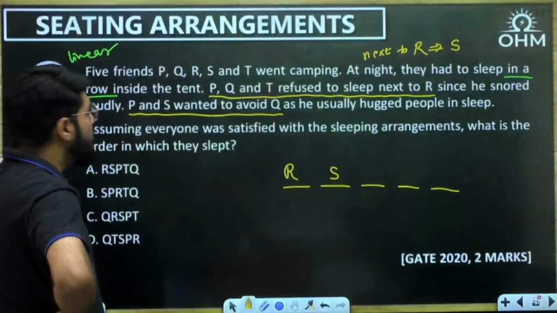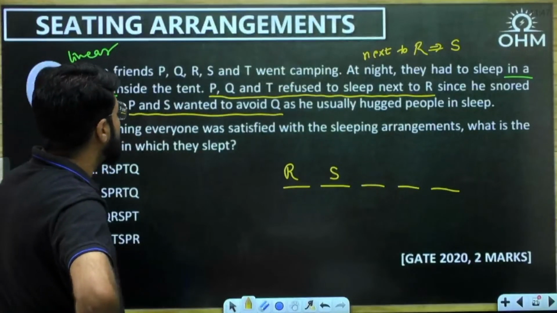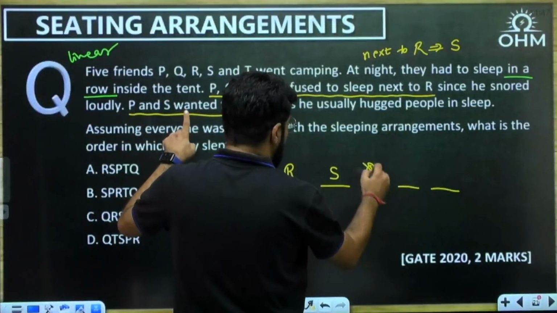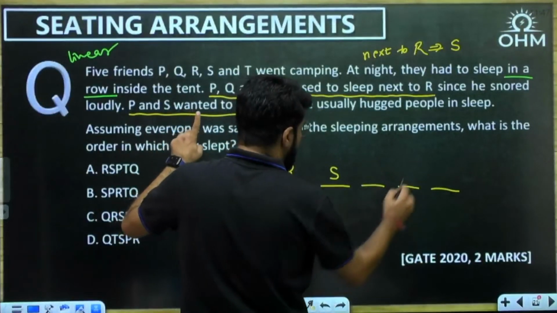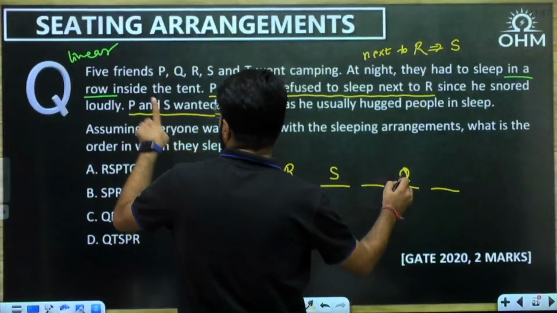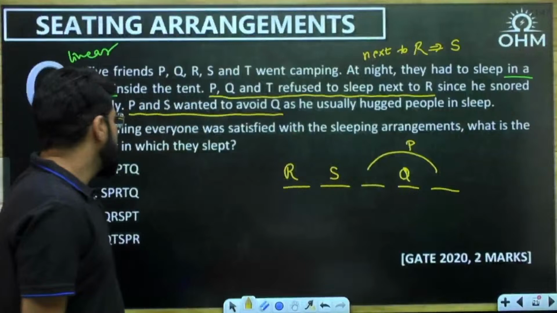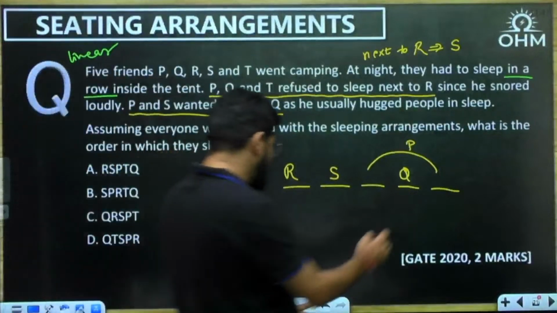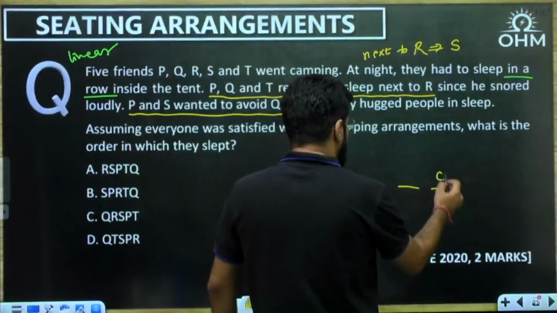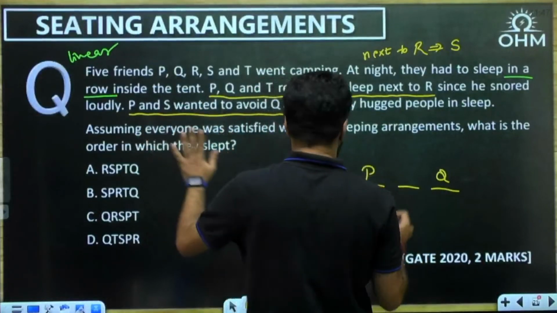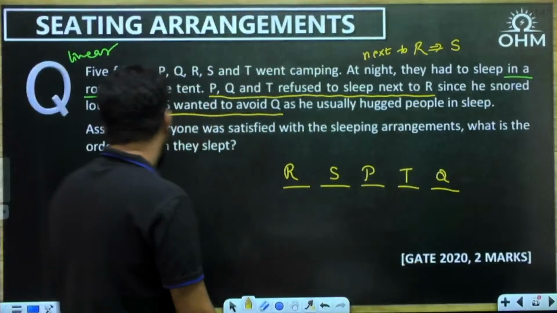Now P and S wanted to avoid Q. S also wanted to avoid Q. So Q cannot be here. Q may be here, but if Q comes here, P comes here, and P also wants to avoid Q. So Q cannot be here either. So Q comes here, and P also wants to avoid Q, so P will come up here. T is left. So R, S, P, T, Q.